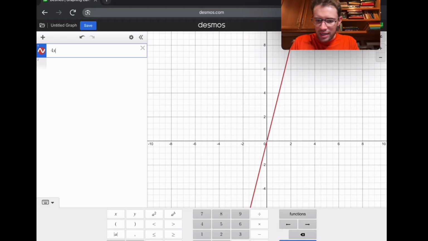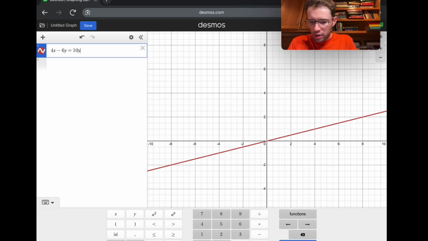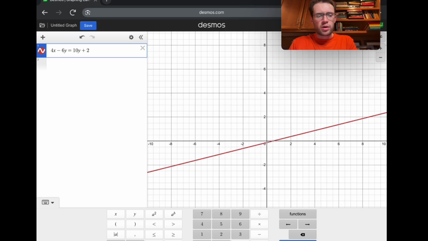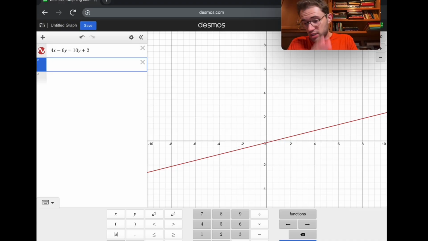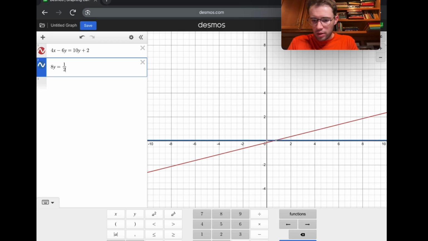4x minus 6y equals 10y plus 2. Right, so it's one equation. The other one should be a parallel line. So same slope, but different y-intercept, and they should never cross. So we had 8, or it was t times y. We're putting in 8 for t. So 8y equals 1/2 plus 2x.